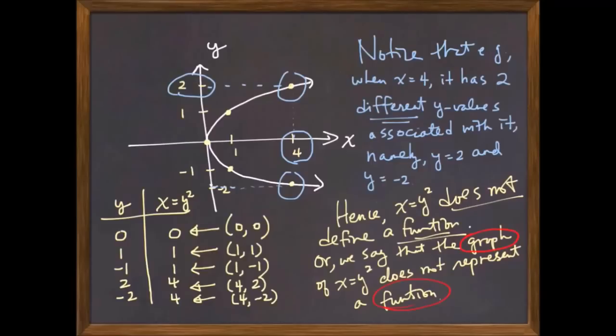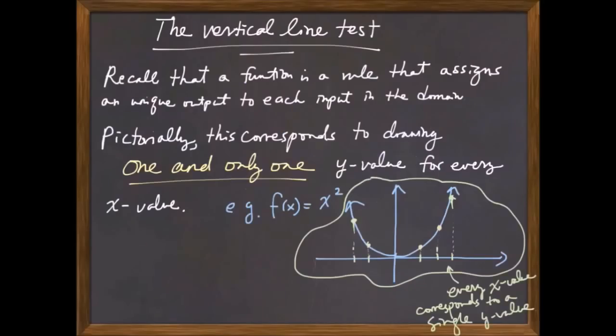Did you notice that checking whether or not a graph defines a function in those two examples can actually be accomplished by drawing a vertical line at a general point through the graph? Here, if I were to draw a vertical line at the point x equals 4, we notice that this vertical line intersects the curve, or the graph of the curve, at two distinct points. If you were to draw a vertical line at a general point in this graph, we notice that it only intersects the graph at a single point.